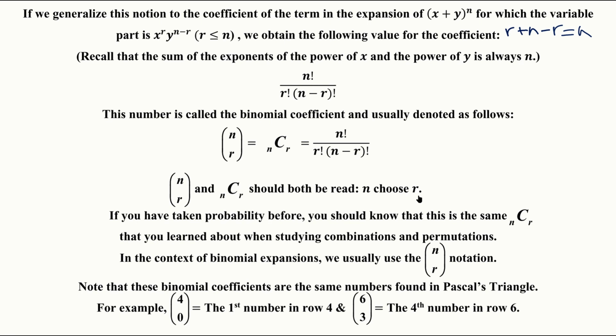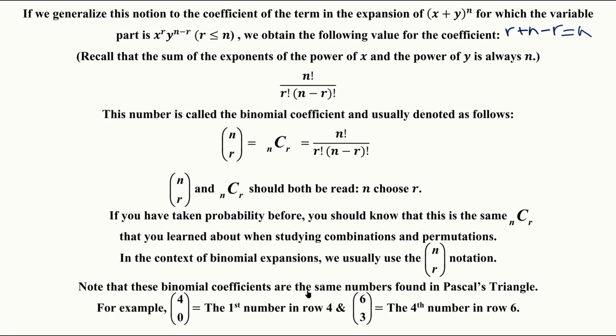Now, some of you who've had probability before may recognize this particular expression. I want you to know that it's the same nCr that you had seen in probability when studying combinations and permutations, in particular combinations. In the context of binomial expansions, we usually use this notation rather than this notation. But it's not set in stone. You may see this notation as well.